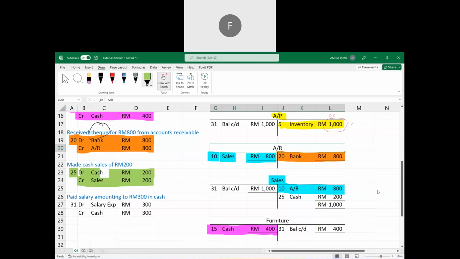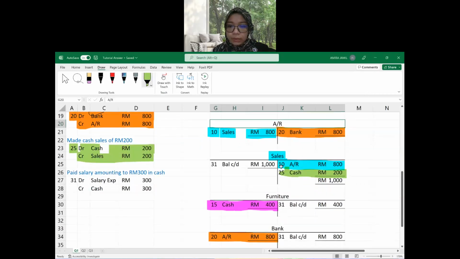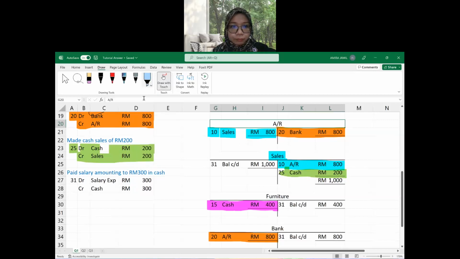Okay, kat sini lah. $200. Okay. Credit, account sales, cash, 200. And then the last one, we paid salary. Kita bayar salary. Kita kena debit salary expenses 300 and then credit cash 300.